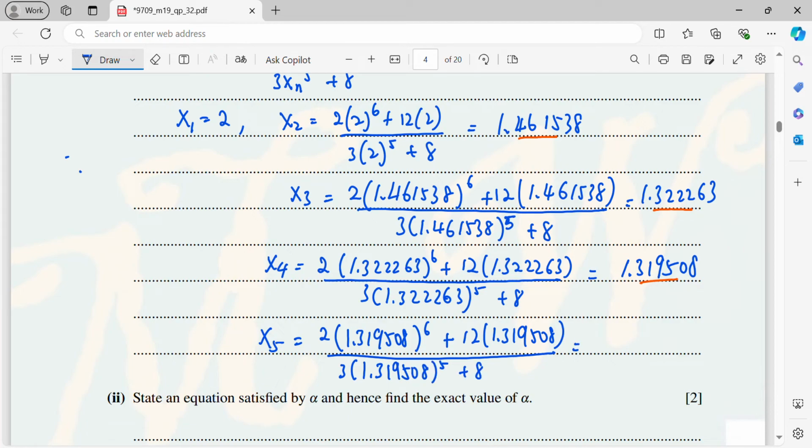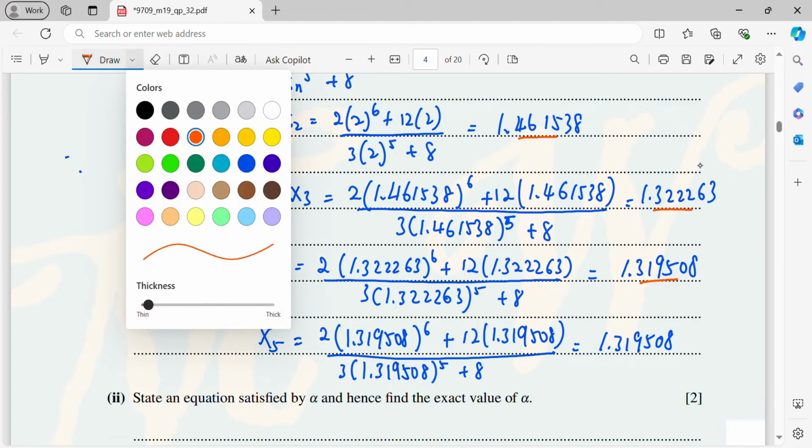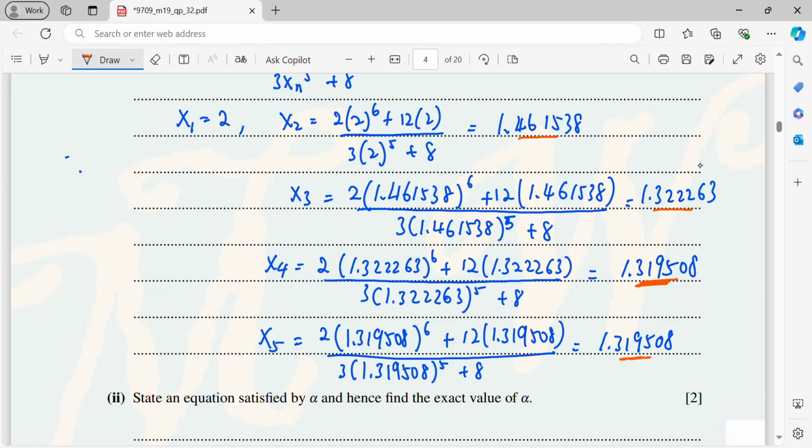Then this is going to be 1.319508. Okay, so when you compare 3195, 3195, so therefore I'm getting the final answer. So it means that now my final answer is basically 1.3159 because the next value that is 0. So we can just ignore that to get the final answer.